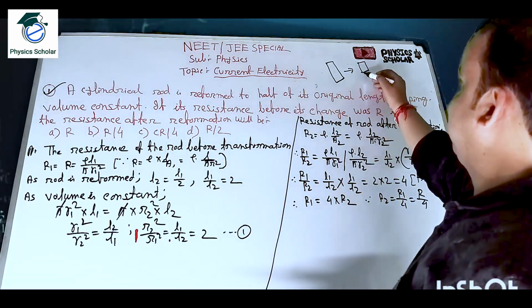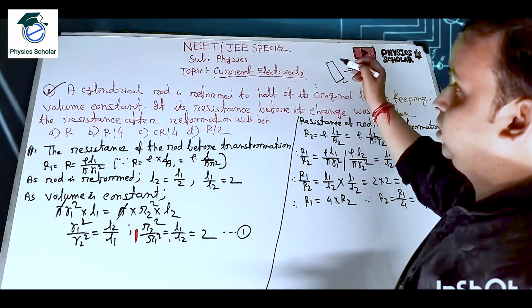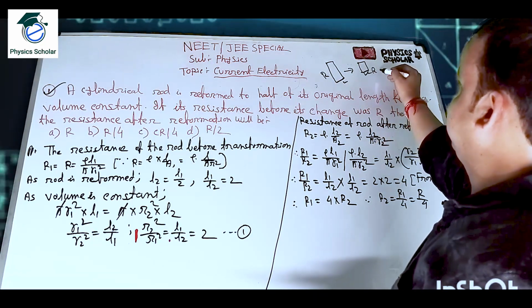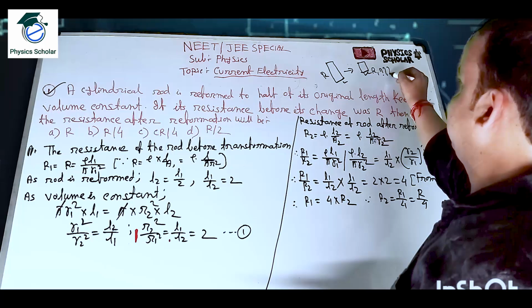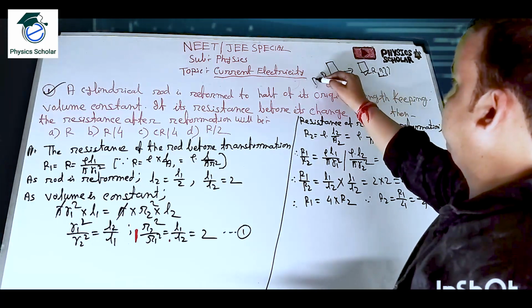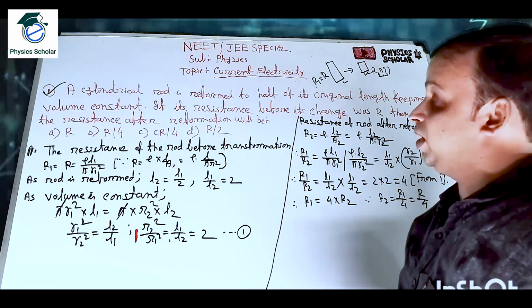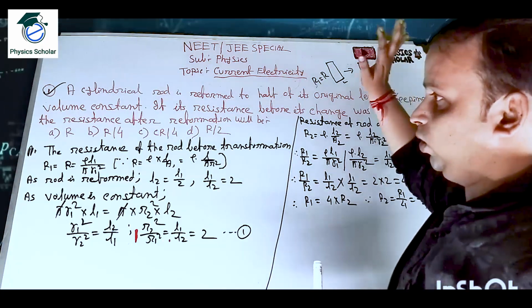So what will be the resistance after reformation? The resistance before reformation is R, and we have to find the resistance after reformation. Suppose R1 is equal to R. So what will be the resistance after reformation, R2?